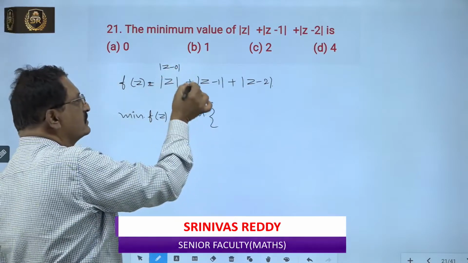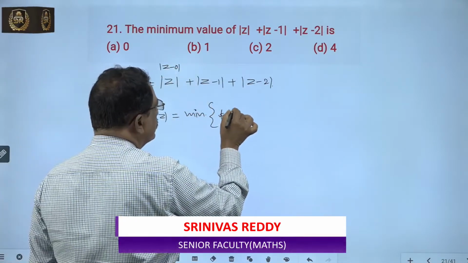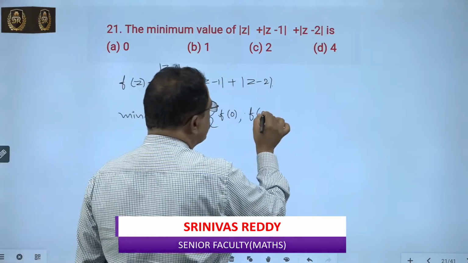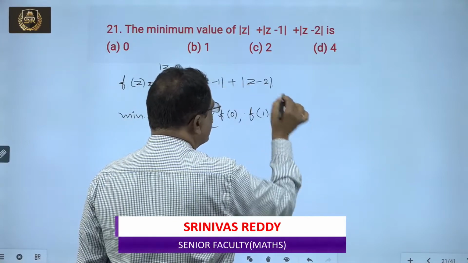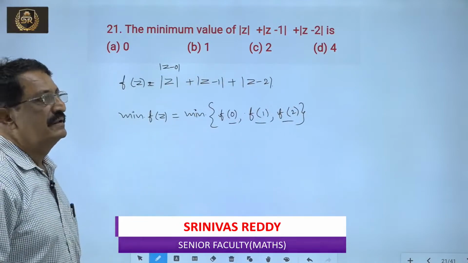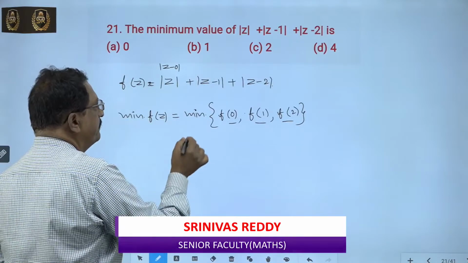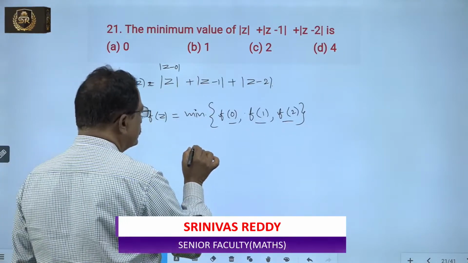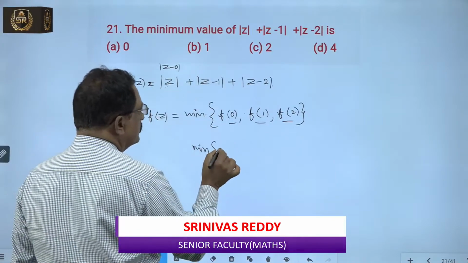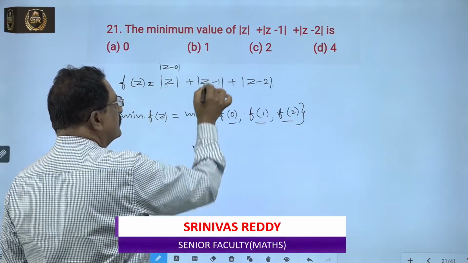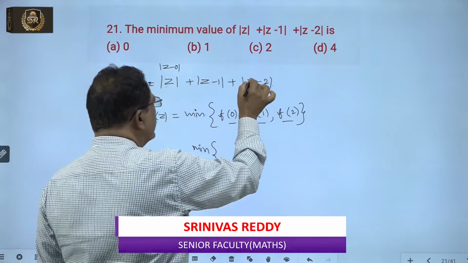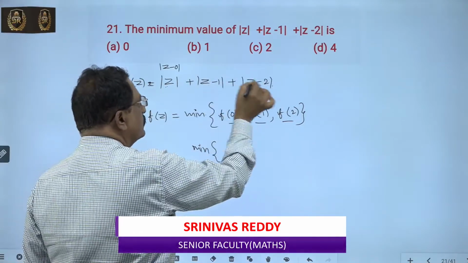Here z − 0 equals 0, then z equals 0, f(0), or z − 1 equals 0, z equals 1, f(1), or similarly f(2). Among these three values, whichever is minimum is the minimum value of the function f(z). Now first, what is f(0)? At z equals 0, substitute: 0, plus |0 − 1| = |−1| = 1, plus |0 − 2| = |−2| = 2. 1 plus 2 is 3.